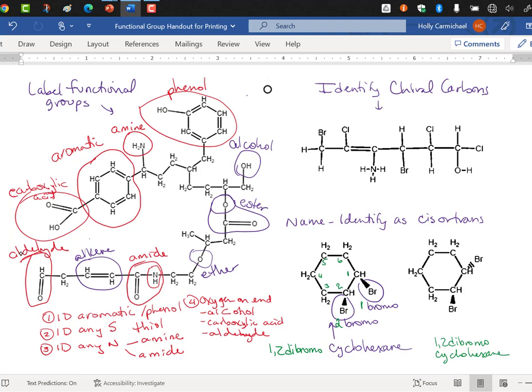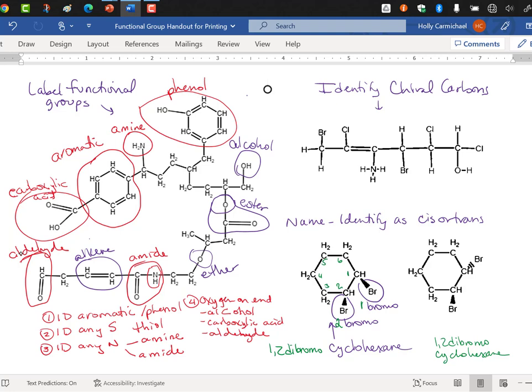1,2-dibromocyclohexane. But remember with rings, when you have a ring structure, they don't have free rotation. So this is why I have the wedge and dash indicated. Remember that the wedge means it would be sticking out away from the ring. The dash would mean it would be sticking back away from the ring.